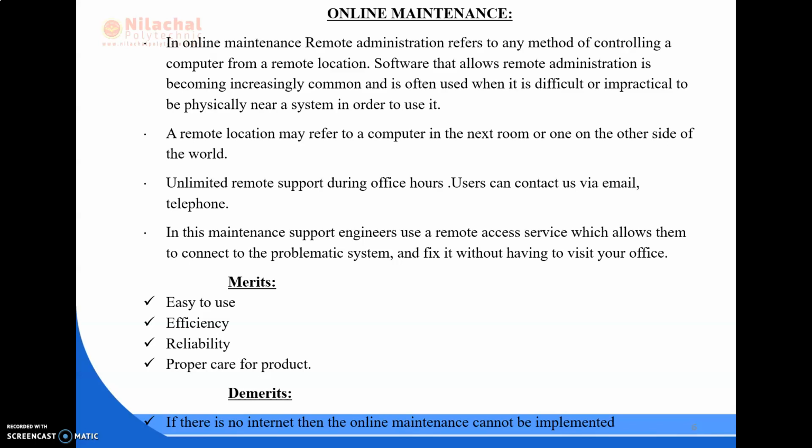So let's discuss some of the merits of online maintenance. It is easy to use, and it is much more efficient than the other two types of maintenance. It is more reliable than preventive and corrective maintenance, and proper care of the product is taken in online maintenance. The demerit of online maintenance is that if there is no internet connection, then online maintenance cannot be implemented. So these were the three types of maintenance.